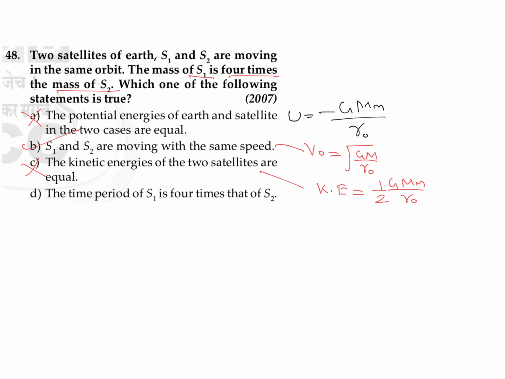The time period of S1 is 4 times that of S2. Their time periods will be the same. The time period does not depend upon the value of mass, because the square of the time period is directly proportional to the cube of the radius. It depends upon the orbital radius, not upon mass, so it will be the same. Here it is given as 4 times, so that is also wrong. Only option B is correct.